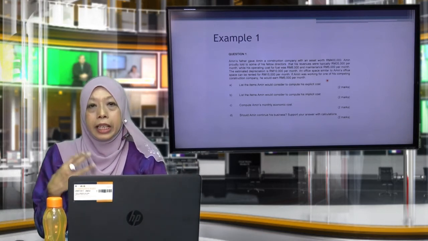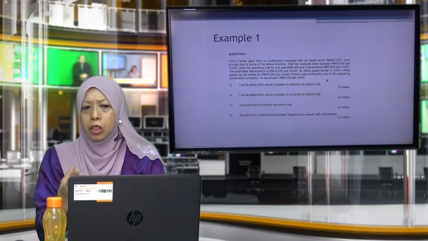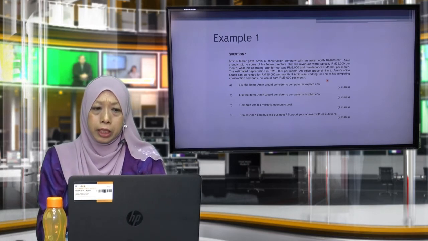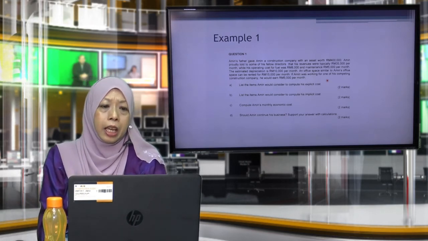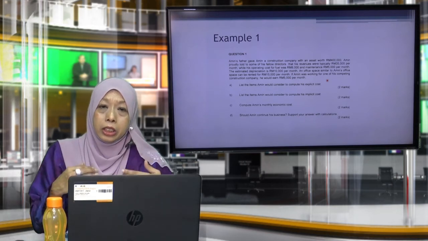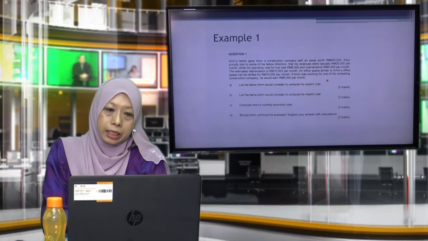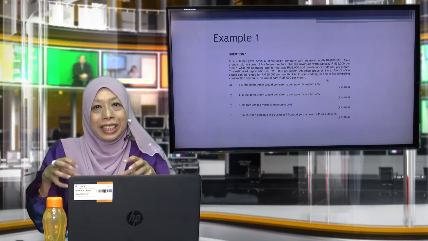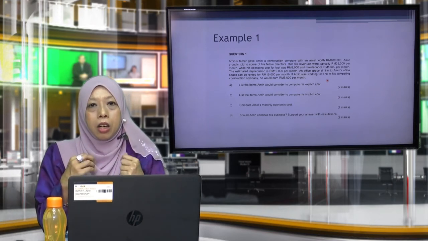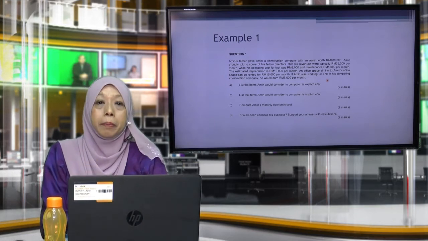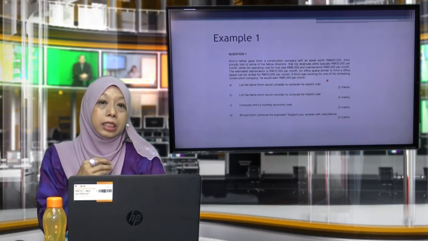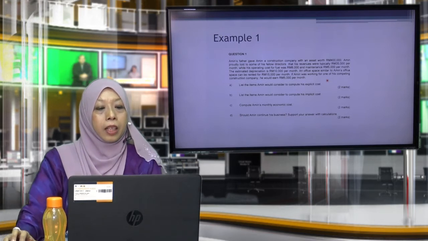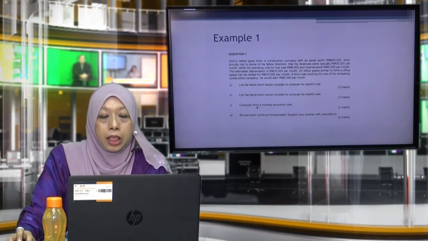So remember that implicit cost is the cost of using your own resources in the production process, and for the case of Amin, because he will be the one who manages the company, he will be using his own office space. So these are the two of his own resources in managing the construction company. So this is considered as implicit cost. Now, let's proceed to the third question.